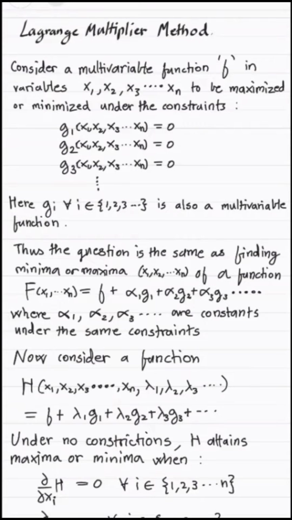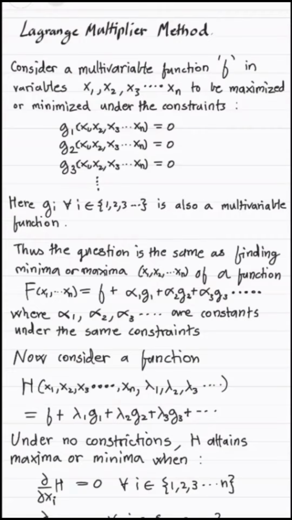So the first constraint is that g1, which is a function, g1 of x1, x2, x3 all the way to xn, is 0. So for example, x1 plus x2 equal to 0, that would be a restriction. And then you will just say that g1 is equal to x1 plus x2 because we are setting that to be equal to 0. Another example would be when you have x1 squared plus x2 squared equal to 1. Then you would just set g1 to be x1 squared plus x2 squared minus 1.